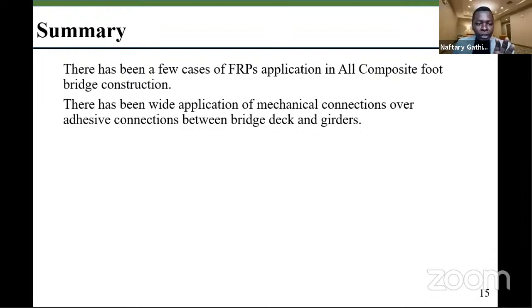You should say, when you're explaining, there are few cases of FRP application for all-composite footbridges. By saying this, we assume that you have seen that from the figure in the introduction. I think it was an all-composite deck. Then you say most of these FRP bridges, the connection, maybe they use bolted connections. In your case, you either say they have been limited or there has been no usage of adhesive. That's your investigation.